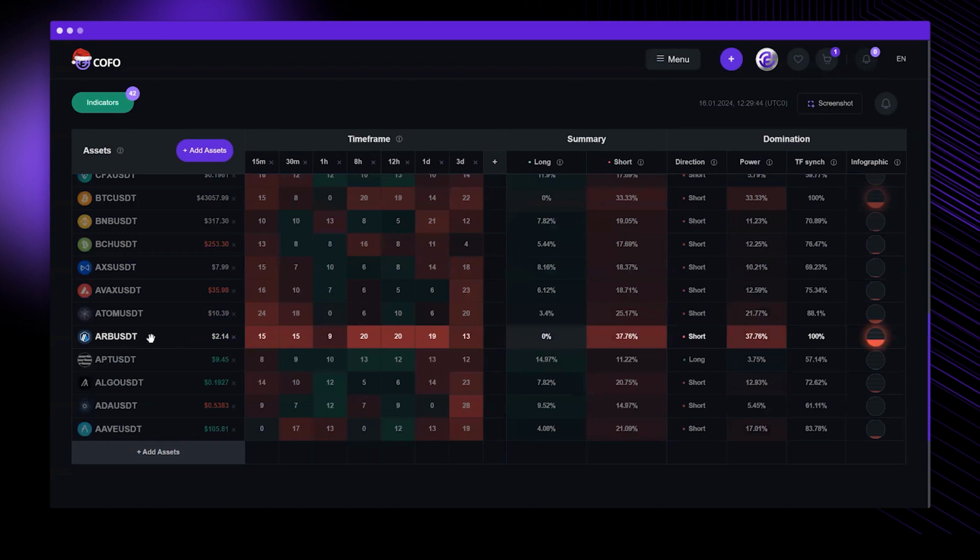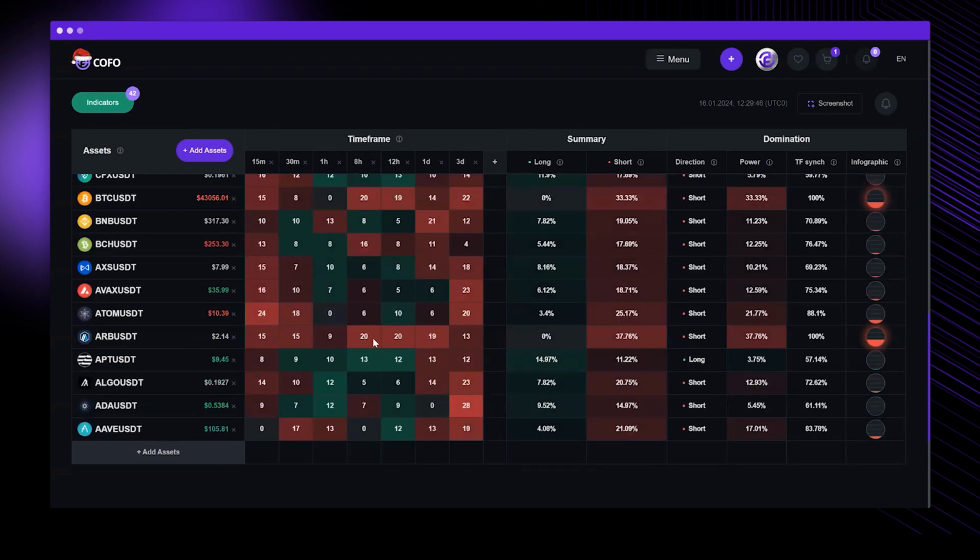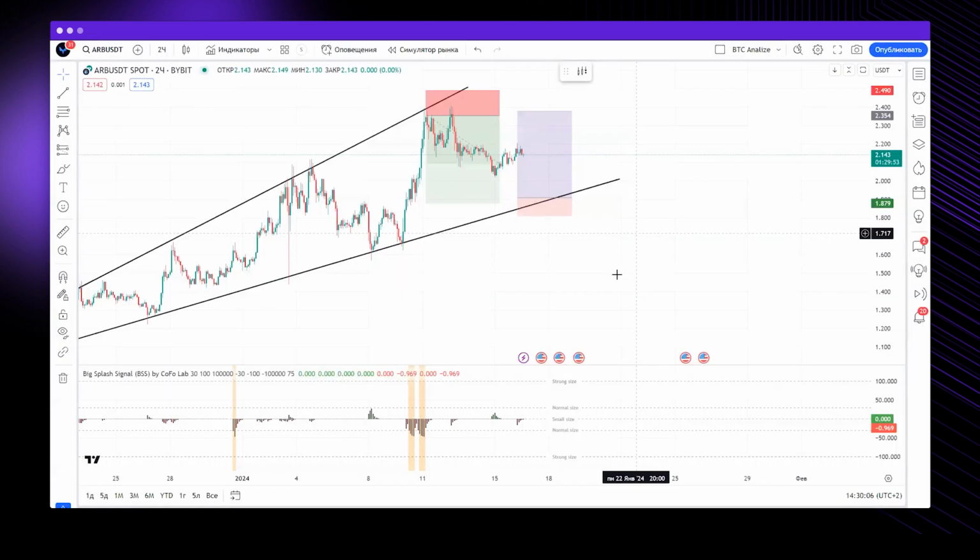And we see that within the day, Arbitrum is under pressure from short signals: 0 signals in long and 3,776 signals in short, which is quite high. We also see synchronization by time frame, which we set to 100%, and we also see increasing infographics. Now let's move on to the graphs. Let's look at Arbitrum.